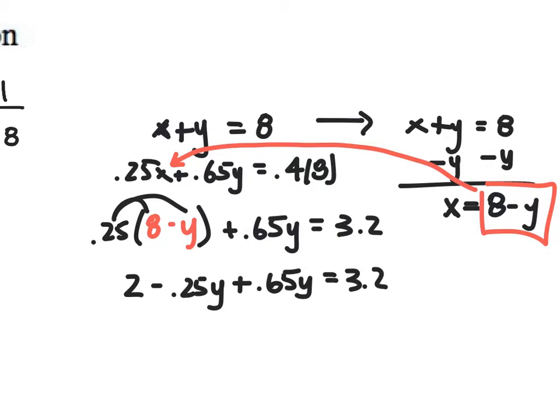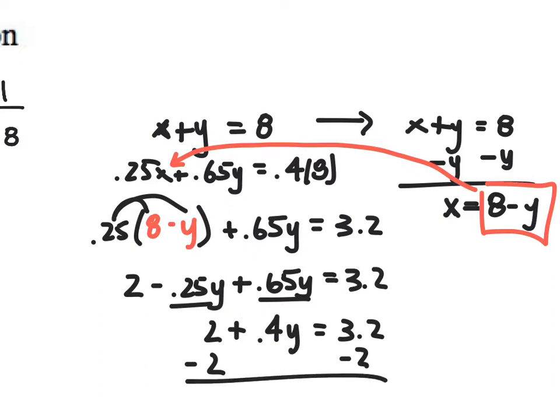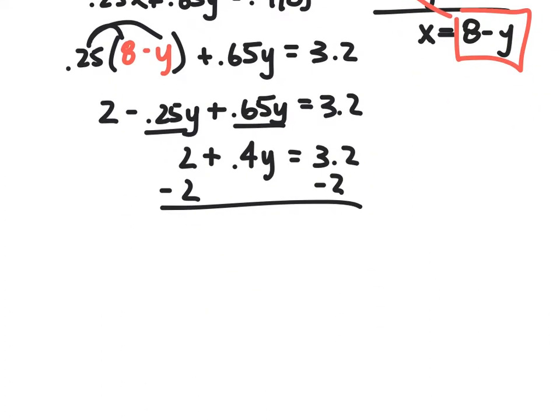and then add that to 0.65y, and that's going to equal 3.2. Okay, so if I take 0.65 and subtract off 0.25, that's going to give me 0.4y. So combine these like terms, that's going to give me 0.4y is equal to 3.2 minus 2. So let's go ahead and subtract off the 2 from both sides. And so then I get 0.4y is equal to 1.2. Now if I divide both sides by 0.4, 1.2 divided by 0.4 is going to give me y is equal to 3.